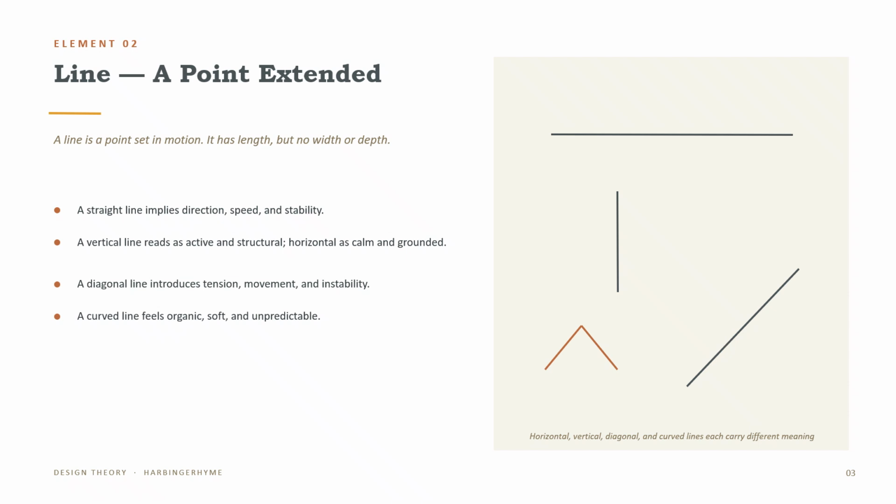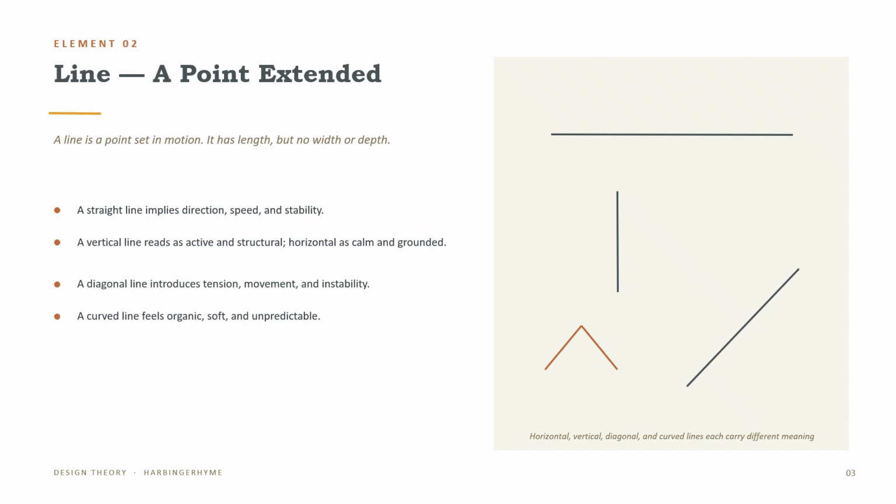A vertical line stands up, it feels active, structural, like a column. A diagonal line feels unstable and full of energy because it's neither resting nor standing, and a curve feels organic and human. As an architect, every wall, every edge, every railing you draw is a line making one of these statements, whether you intend it to or not.